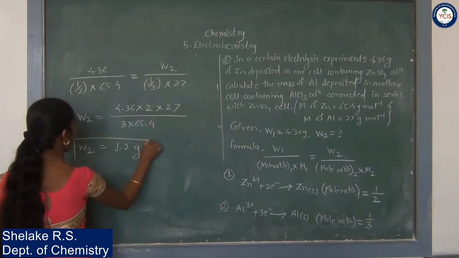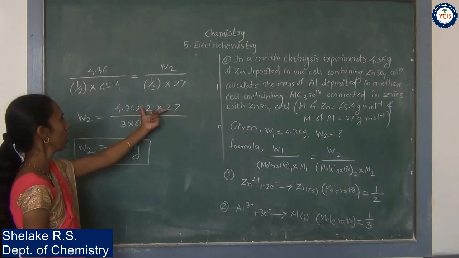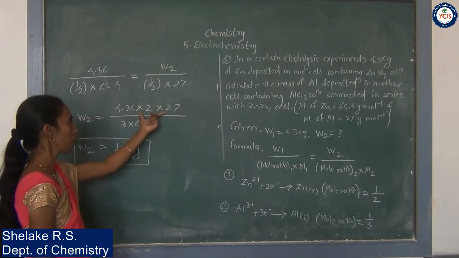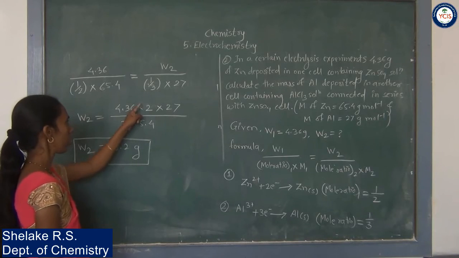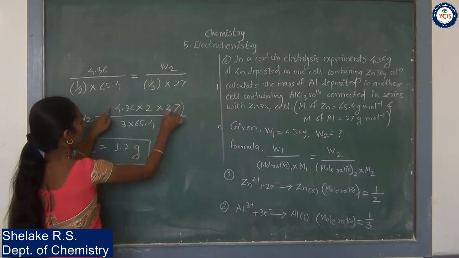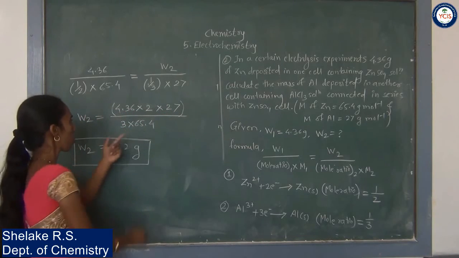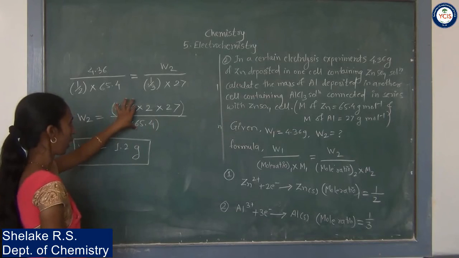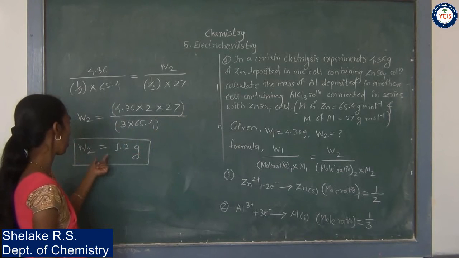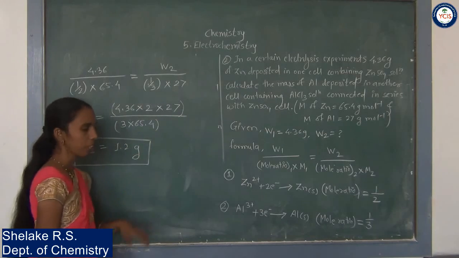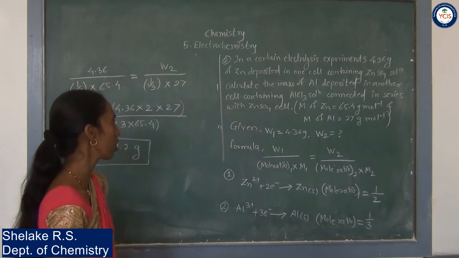That calculation we have to do with the log table. Simple calculations are there. You can take the log of the numerator first, addition of all logs, then the log of the denominator, addition of these two, then we have to do subtraction of these totals. Whatever answer you get, you have to find the antilog of this to get the final answer. W2 is equal to 1.2 gram. So these are the problems based on the quantitative aspects of electrolysis.